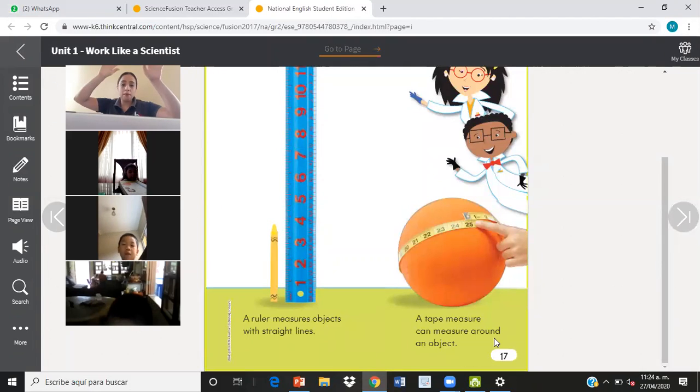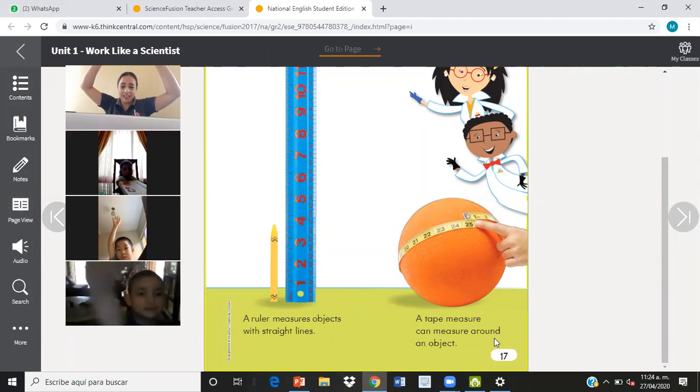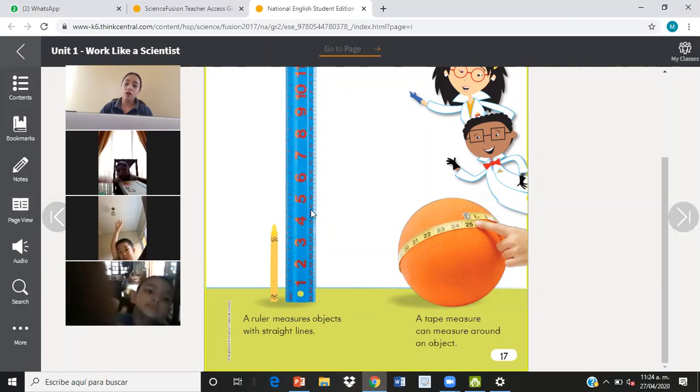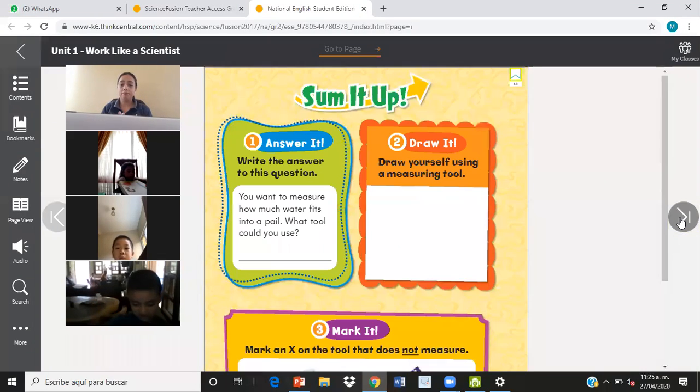Who has a tape measure at home? ¿Quién tiene una cinta métrica en casa? Yes, you can have. And also a ruler that is used to measure straight lines. Hector, please, Hector. Now turn your page.